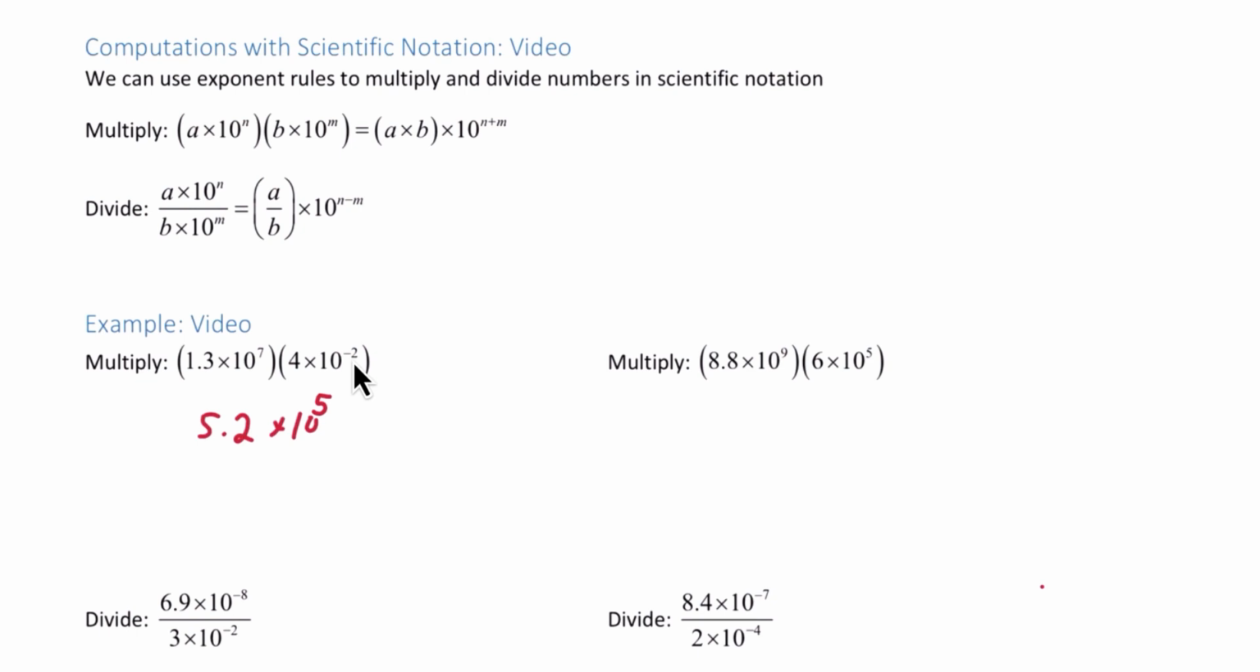Notice our answer is now written in scientific notation. In the next example, we want to multiply 8.8 times 6. 8.8 times 6 is 52.8. And then multiply the powers of 10. 10 to the 9 times 10 to the 5th. When you're multiplying, we add the powers. 9 plus 5 will give us 10 to the 14th.